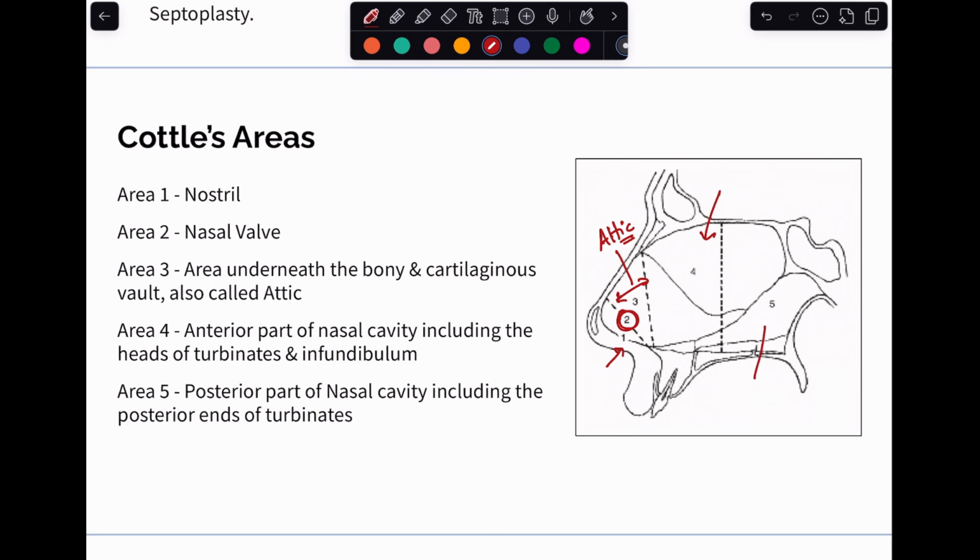And lastly, we have the area 5, which is the posterior part of the nasal cavity, including the posterior ends of the turbinates. So these are all the Cottle's areas that you need to know.